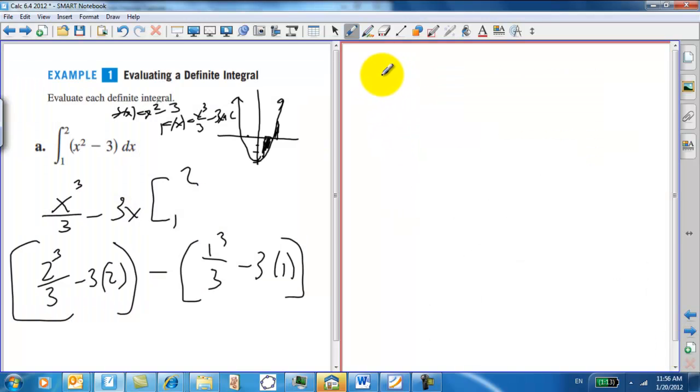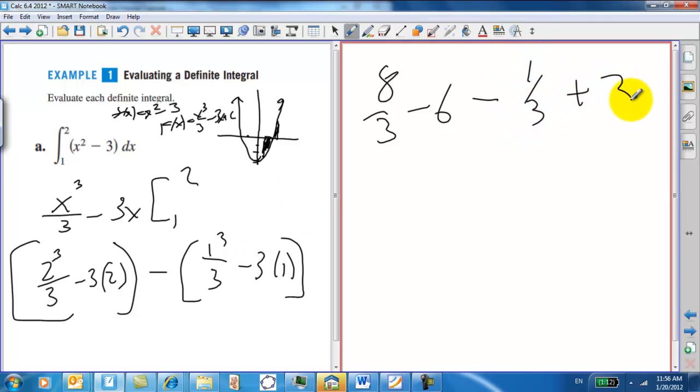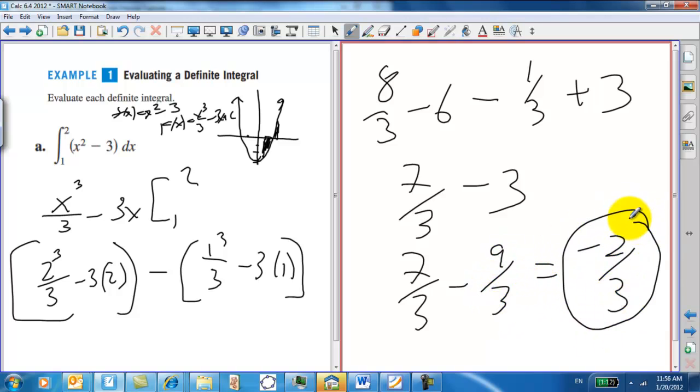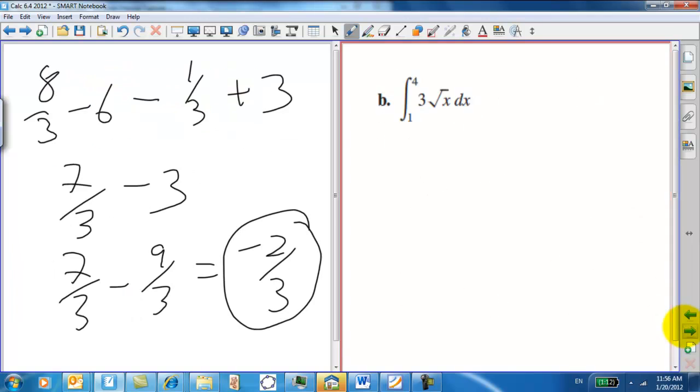Let's see what this works out to be. So that's 8 thirds minus 6 minus a third. Minus and minus makes plus 3. So I'm getting 7 thirds minus 3. And minus 3 is 9 thirds. So we get negative 2 thirds. Negative 2 thirds. And we can check this on the TI-89.